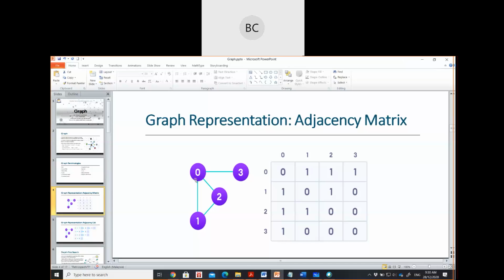Okay. So in this case, you can see from 0, there are three adjacent nodes. That means there are three edges from 0 to the nodes 1, 2 and 3. So when you create the matrix, the values for this row will be 1, 1, 1. From 0 to 1, there is 1 edge, so the value is 1. From 0 to 2, 1 edge, so the value is again 1. From 0 to 3, again it's 1.